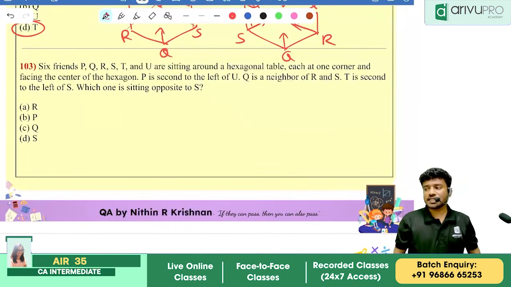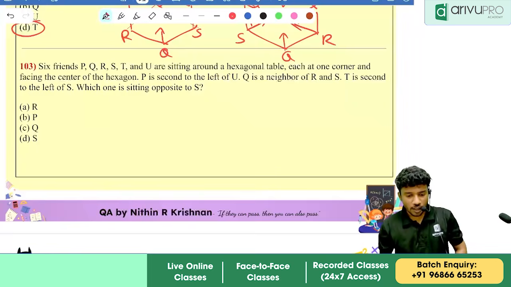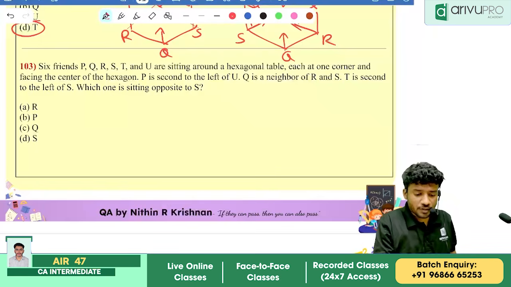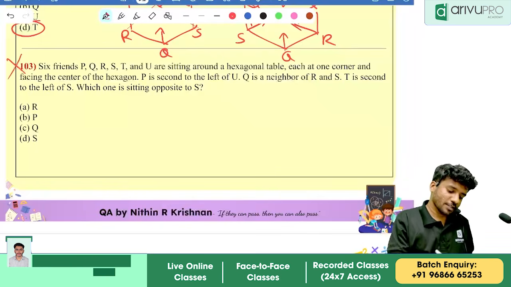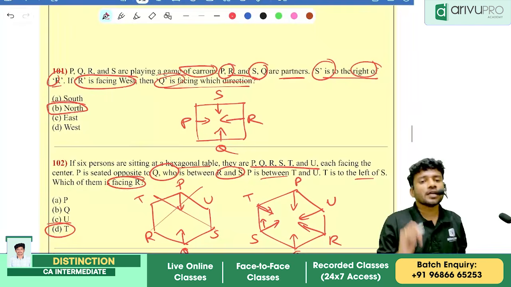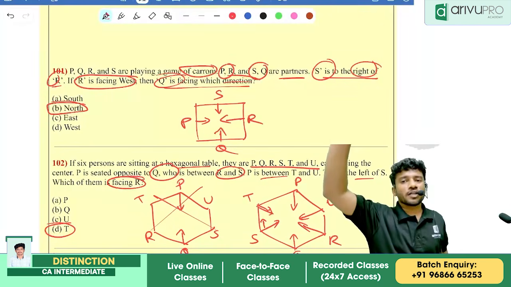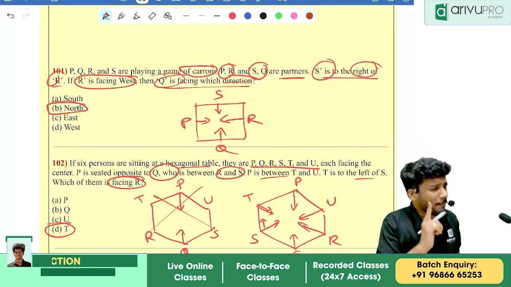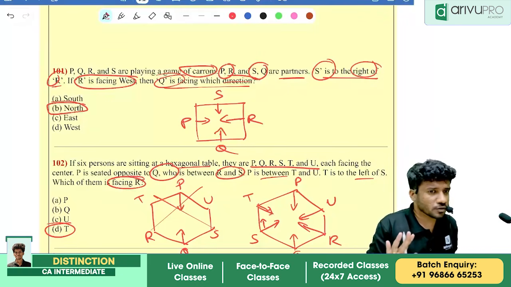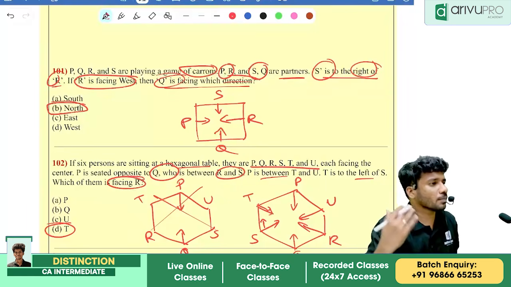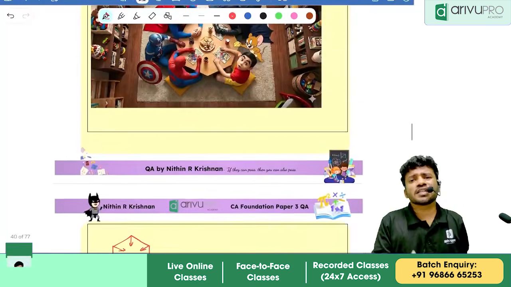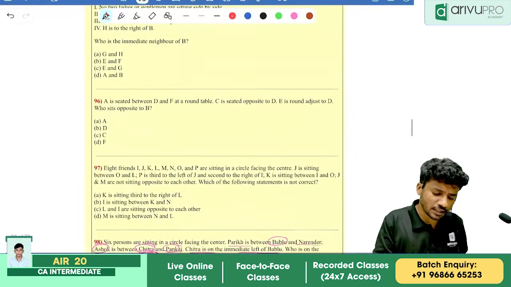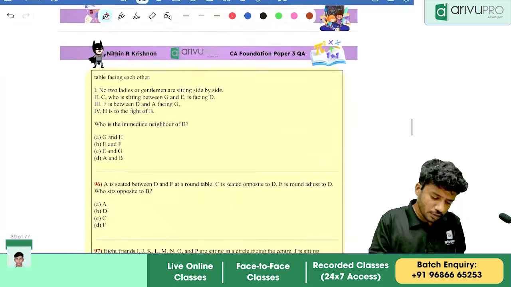Have a look at this. Six friends, P, Q, R, S, T, U, are sitting around a hexagonal table, each at one corner and facing the center. I think we solved the same question, right? This was the first question. People, one thing I want to tell you: logical reasoning, solve it again and again. The same questions will repeat. Maximum one question they will ask from outside the box. Other than that, everything will be a repeated pattern of question. Whatever you have seen in the marathon itself will get repeated. I'm pretty sure about that because the pattern of question is always like that. Now, look at this question, people. Solve this one.